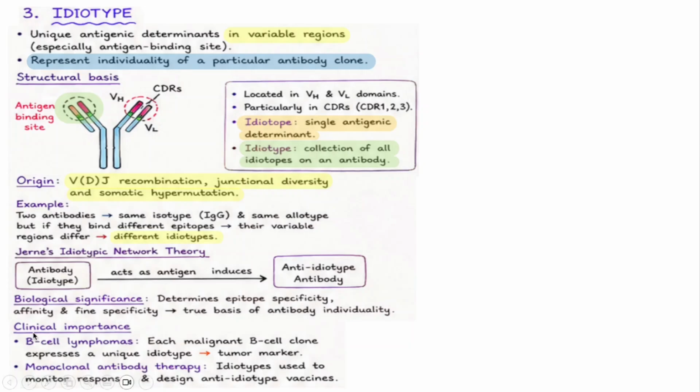If we talk about clinical importance, we have various B-cell lymphomas. Each malignant B-cell clone will express a unique or specific idiotype, which can be recognized as a tumor-specific marker, and monoclonal antibody therapy approaches can be developed. Idiotypes can be used to monitor responses and to design anti-idiotype specific vaccines or therapies.